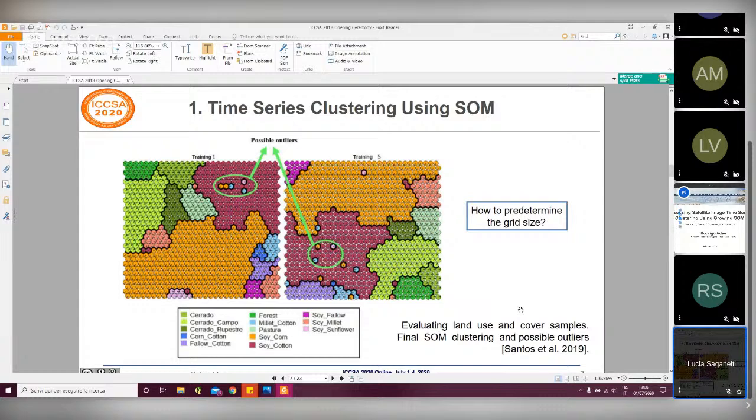But we have a characteristic of SOM that is the grid size. So before we start to run the algorithm, we need to specify the grid size of the SOM to run the data. And this is a problem because users of the data usually understand a lot about the data, but they are not specialists on neural networks. So it's a little bit difficult for them to predetermine the grid size. So the next slide, please.